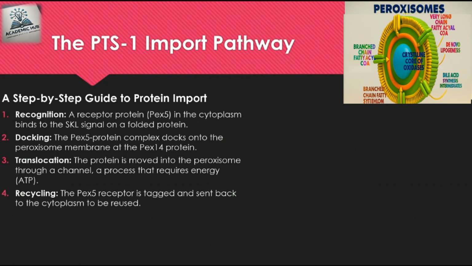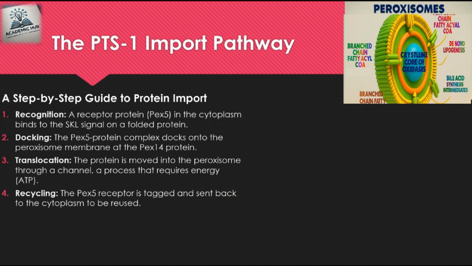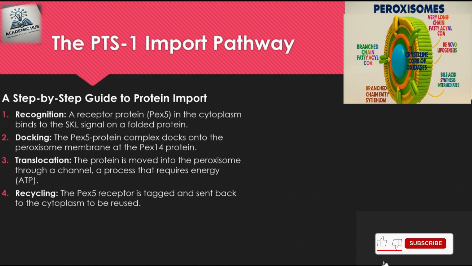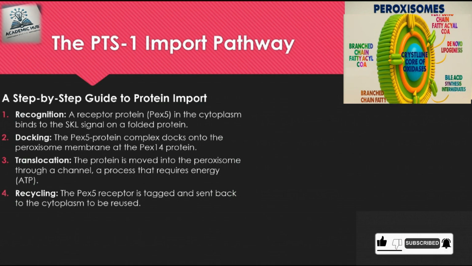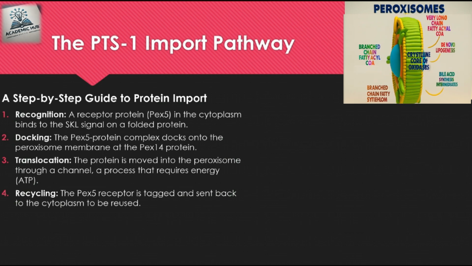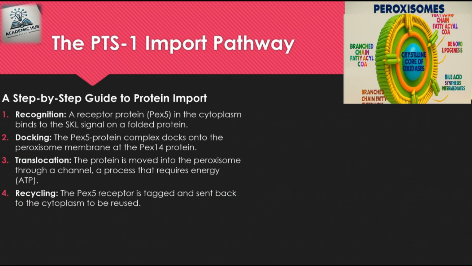The transport of proteins designed for the peroxisomal membrane, PMP, peroxisome membrane proteins, follows a slightly different process. In the cytoplasm, PEX19 acts as a soluble receptor. On the peroxisomal membrane, PEX3 and PEX16 serve as the docking sites for these membrane proteins.